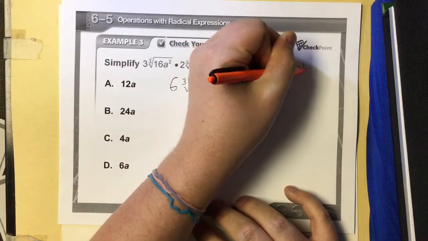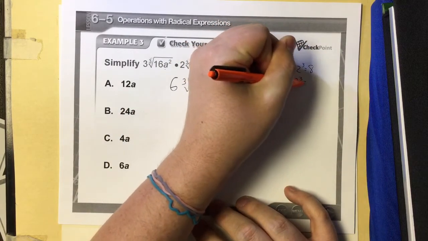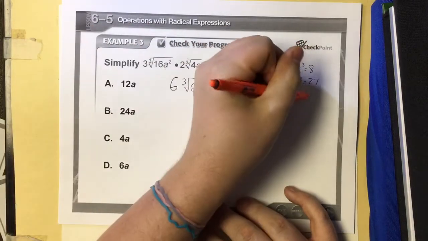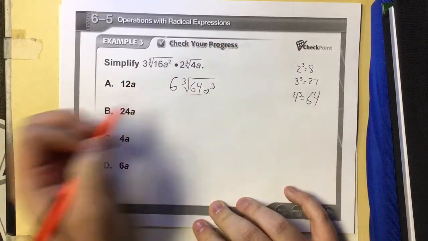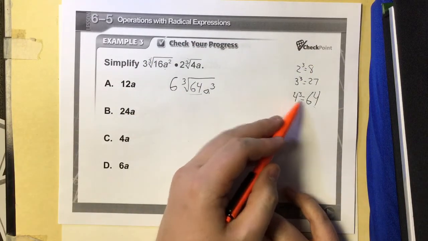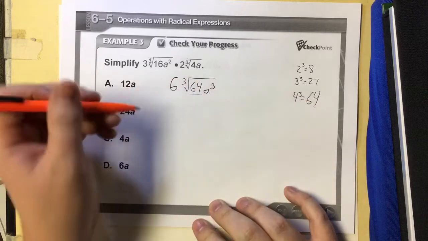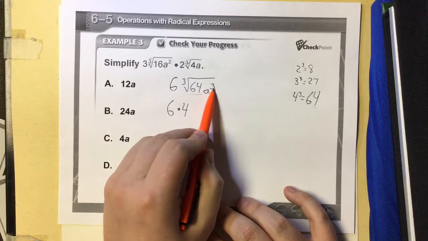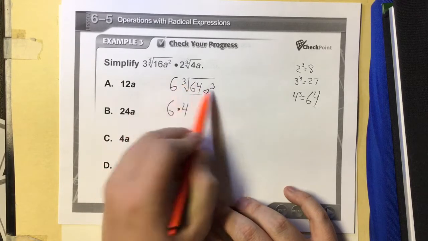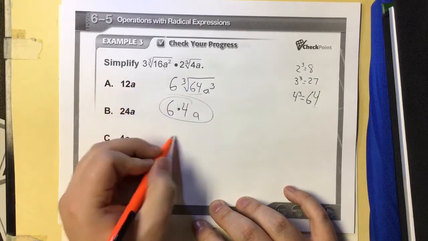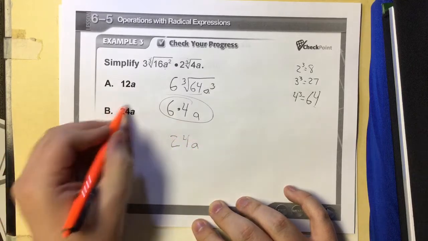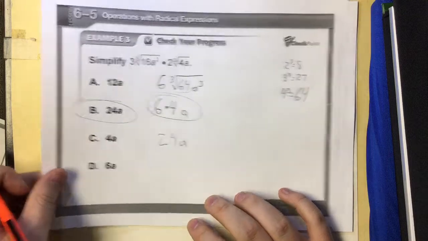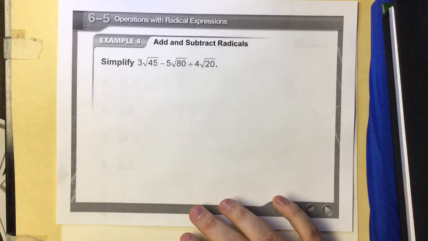Remember, 2 cubed was 8. 3 cubed, we said, was 27. 4 cubed, 4 times 4 is 16. 16 times 4 is 64, and that's what I'm looking for right there. So the third root of 64 is 4. So I have 6 times 4. And then I do a to the third. 3 divided by our index of 3 just gives me a. 24a. B is our final answer. Again, it has to have the same index in order to be able to do that.